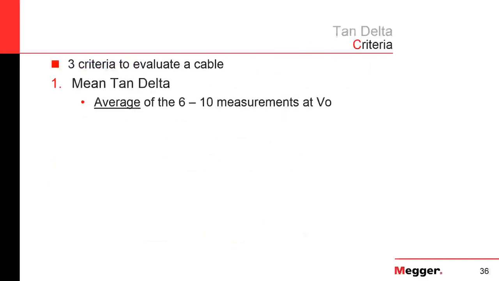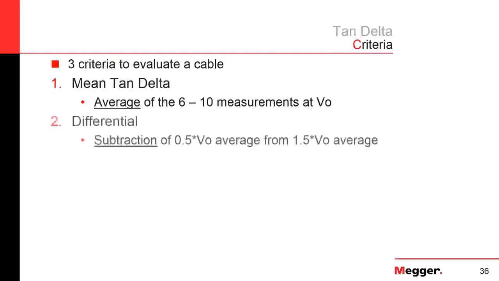There's three criteria then to evaluate the cable. The mean tan delta, that's the average of those measurements taken at rated voltage. We zip those down to an average number and compare it directly to the IEEE chart.